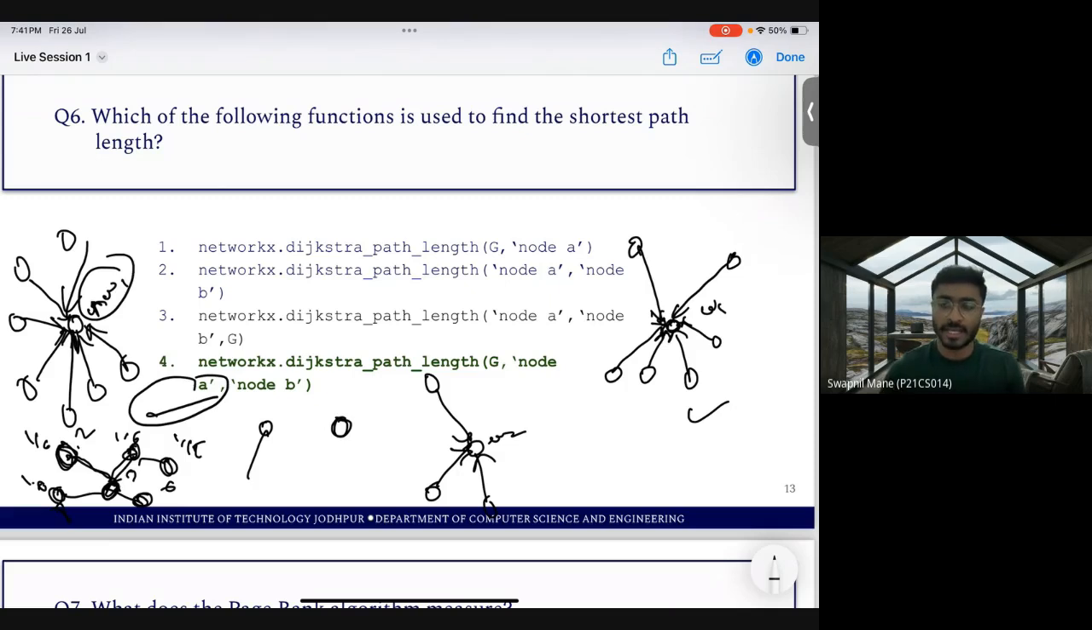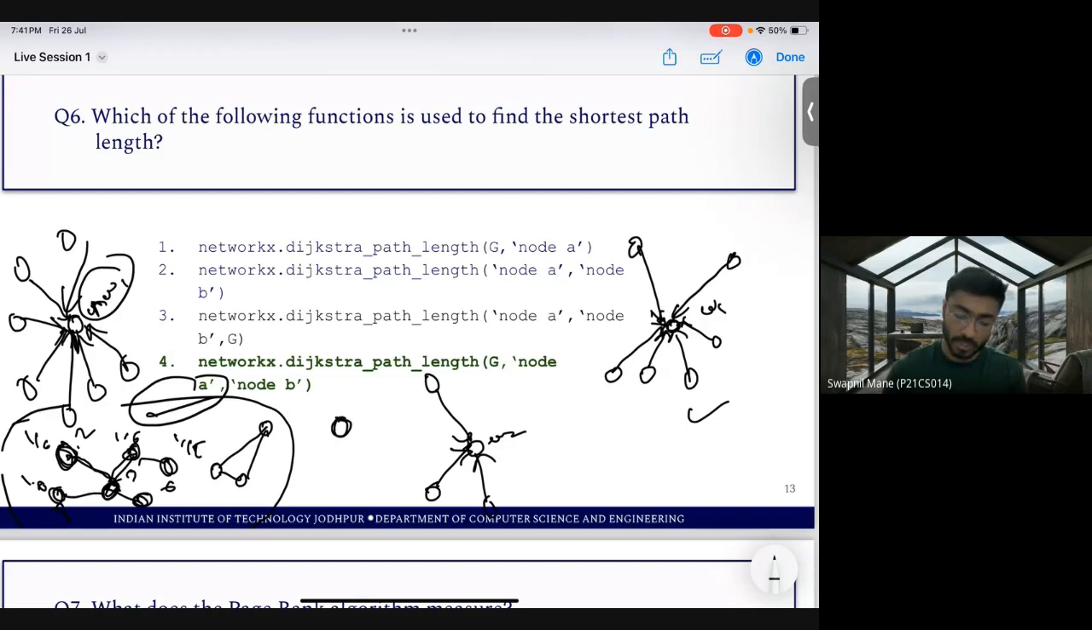There is a problem with this random surfing. Suppose this network is there, and along with it there are also two or three other nodes, like this. These are in the same picture, but they are two disconnected networks.